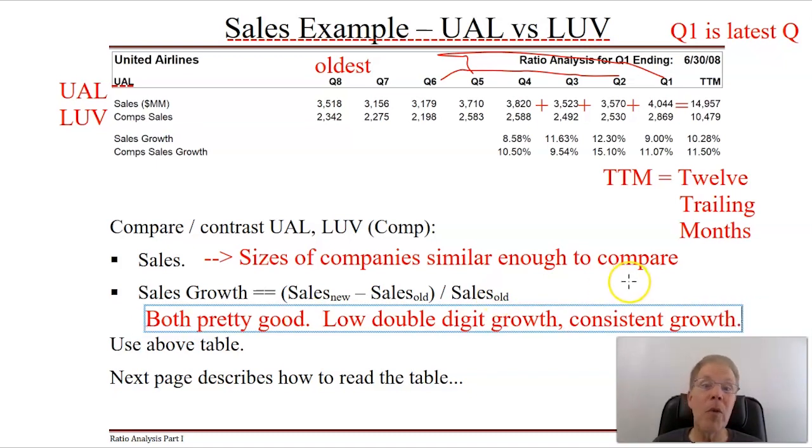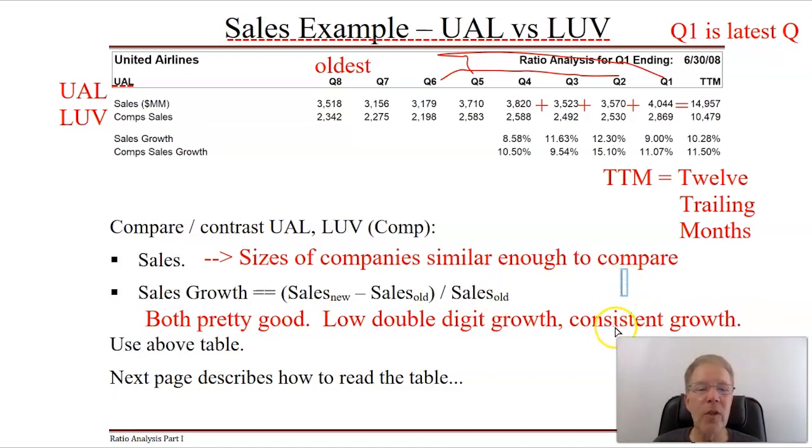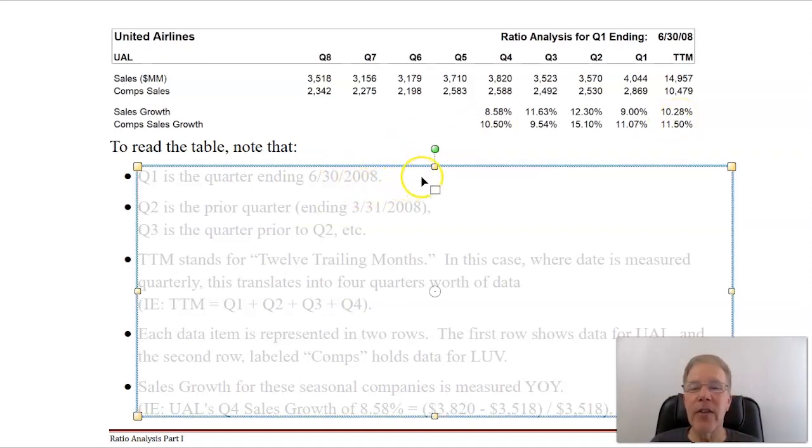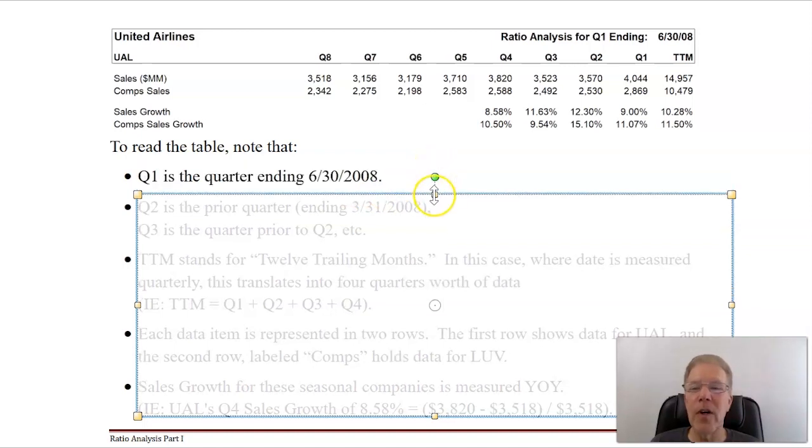Okay, so they both look pretty good. Low double-digit growth, consistent growth, looking good. All right, so now let me give you a little bit more on how to read the table, to make sure that we've covered everything, because again, we are going to be looking at tables like this for the rest of this chapter for United and Southwest. So let's just make sure we've hit all the key points.